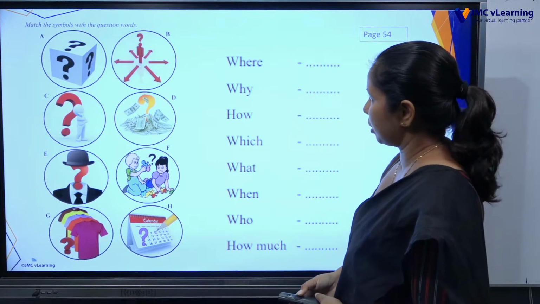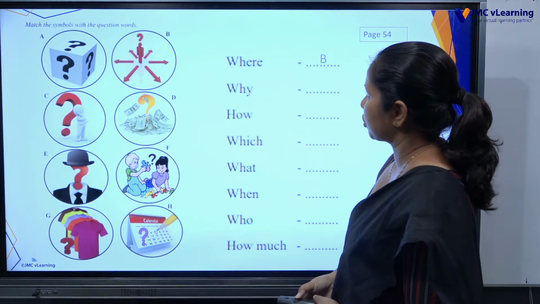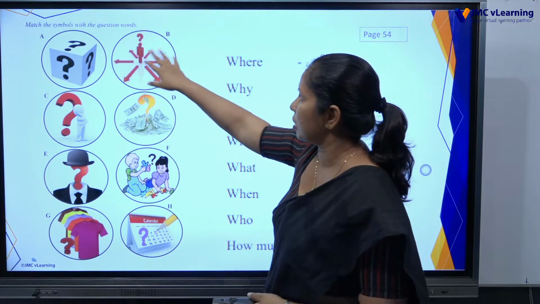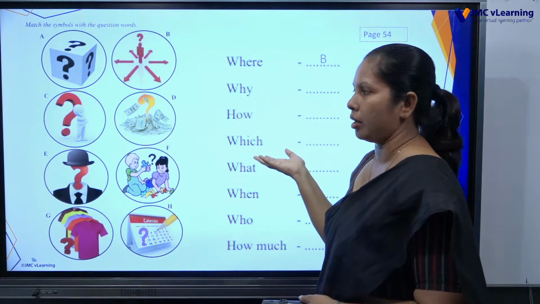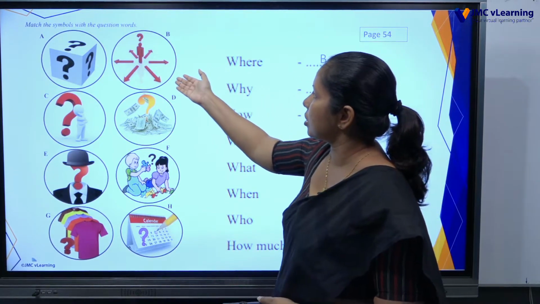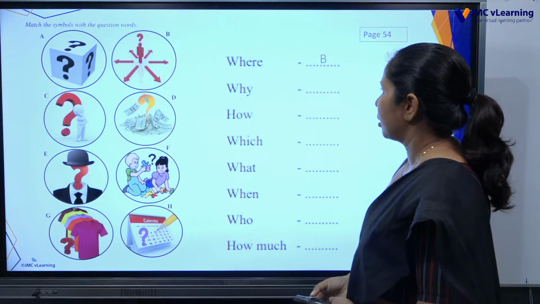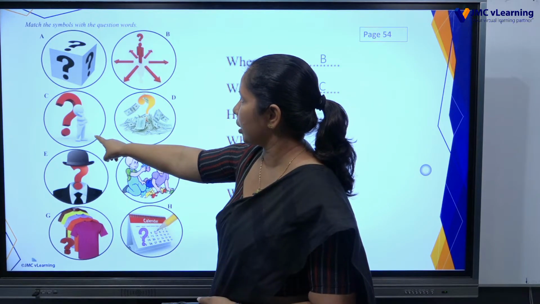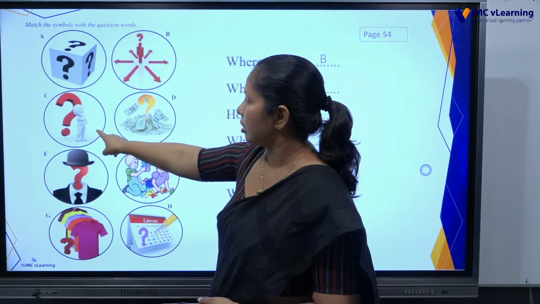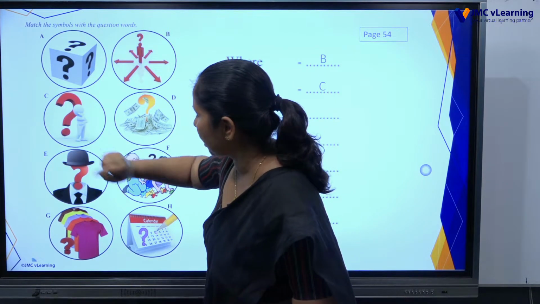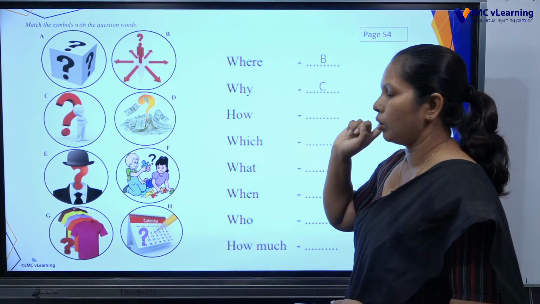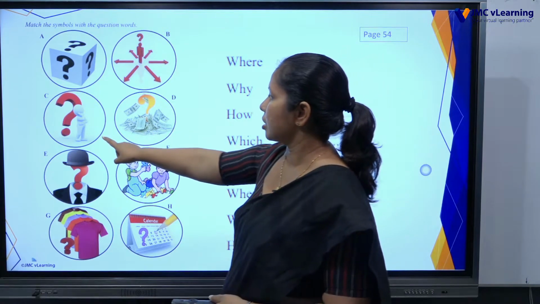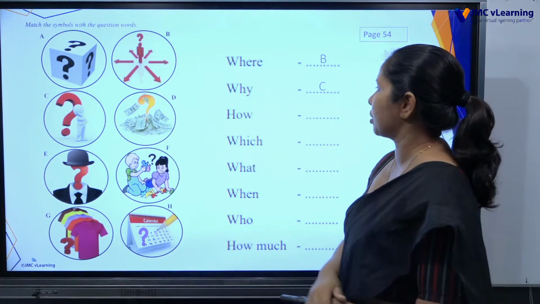So we'll see what we can match. When we are speaking about using the word where, it speaks about some direction or some place. Where? So we can match the symbol B. Then why? Here if you can see, there is a picture, a person thinking of something, asking why. So we can match the symbol C with the question word why.